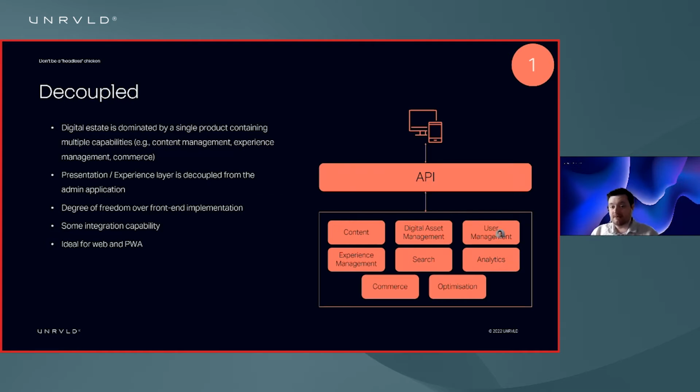The digital estate itself is still dominated by a single product with multiple capabilities. So it'll have content management, experience management, commerce, but it has that ability to surface for different channels on the front end. So there's a degree of freedom over that front end implementation. There's some integration capability. And then from a channel perspective, really it's ideal for the web and it's ideal for progressive web apps. That's really where its strengths lie.